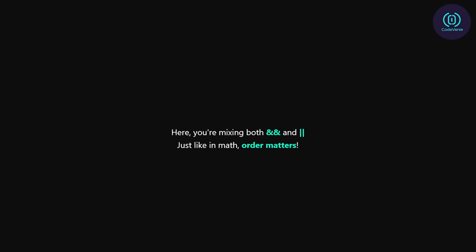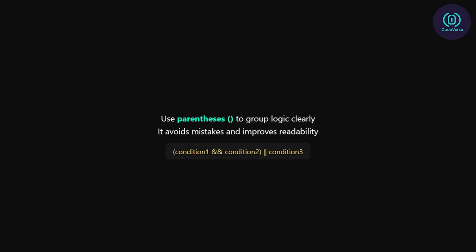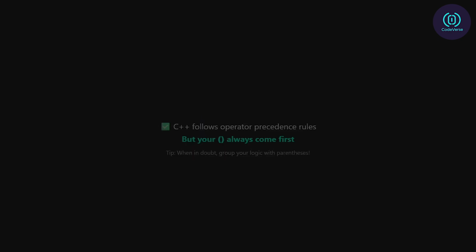Just like in math, the order in which conditions are evaluated matters, and that's where parentheses come in. Always use parentheses to group and organize your logic clearly. This helps avoid mistakes and makes your code easier to read and debug. Remember, C++ will follow operator precedence rules, but your parentheses always come first.